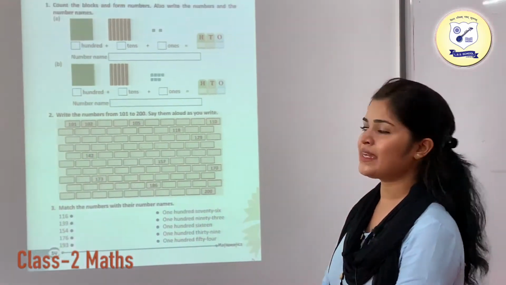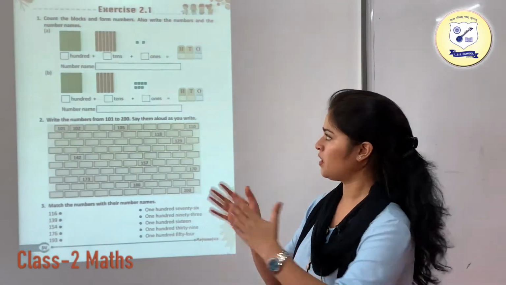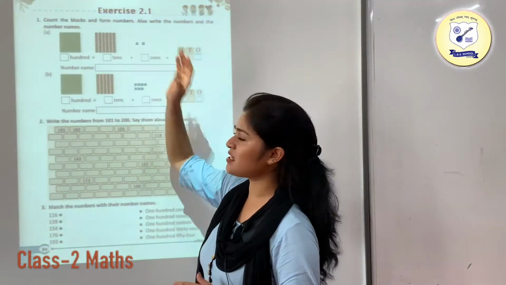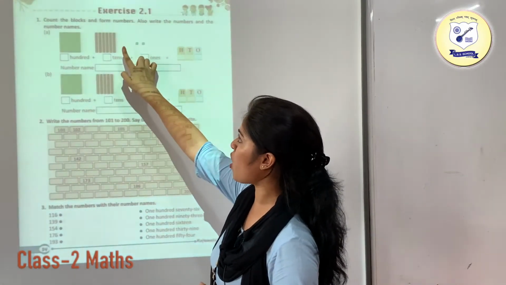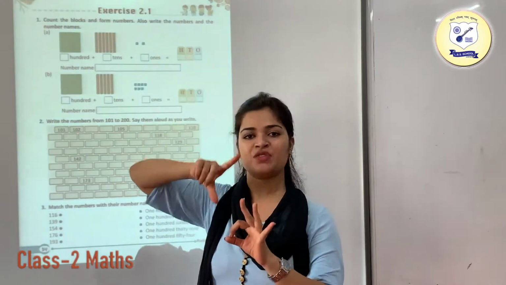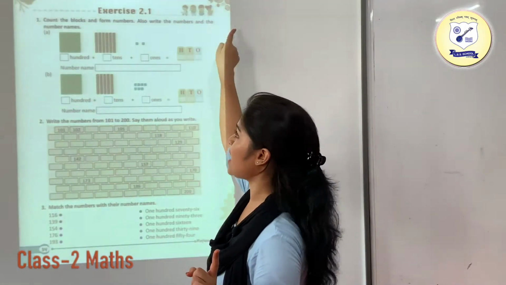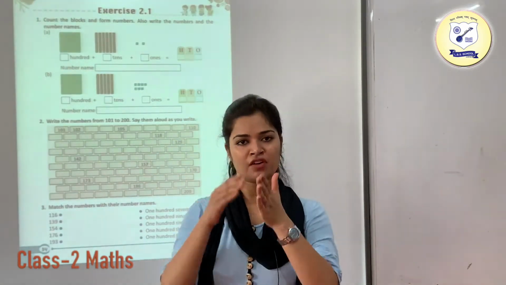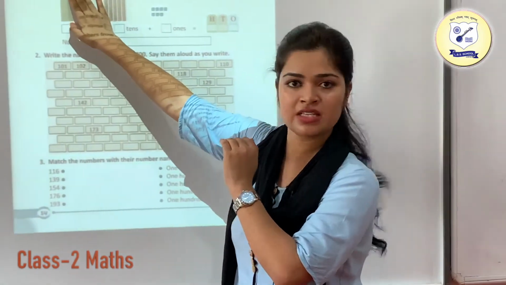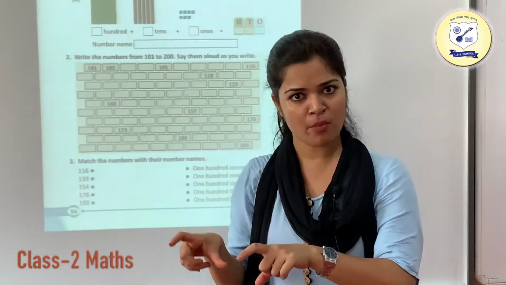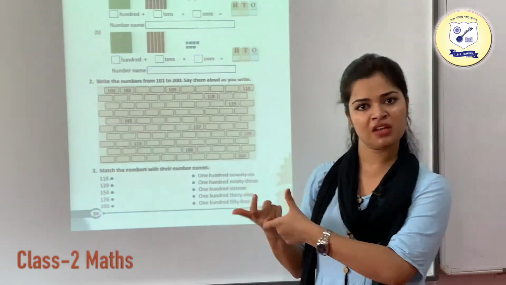Now we have an exercise in front of us. This exercise is based upon the things which we have learned in the last 2 pages. So this is our first exercise, which is exercise 2.1. Our first question is count the blocks and form the number, as we have done for the 2-digit numbers also. Also write the numbers and the number names. First of all, we are just going to count the blocks. Then we will write the number of blocks in this. After that we will form a number from it, and later on we are going to write the number name of the number which is being formed.